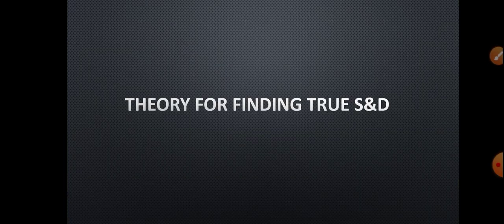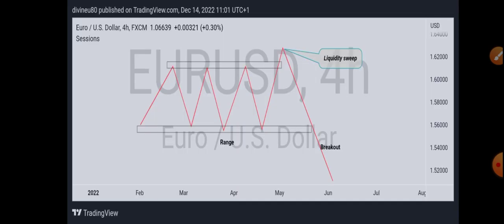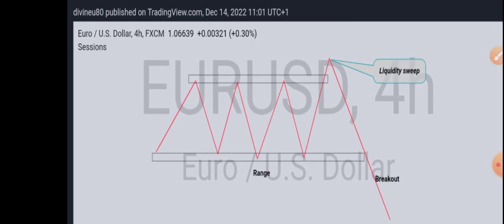So, the theory for finding true supply and demand. First of all, you have to find the range. Are you getting me? You have to be able to find it. So what happens in this range? What happened in this range? What has truly happened? Because here we're trying to discuss facts. These are the real things that really happened in the range.